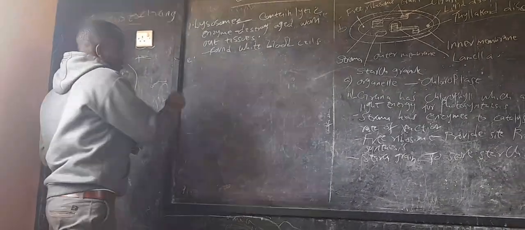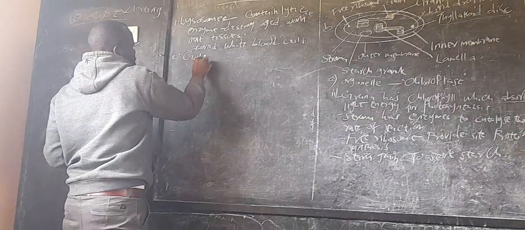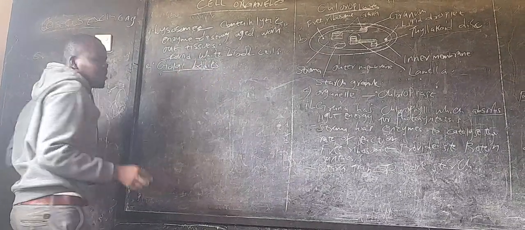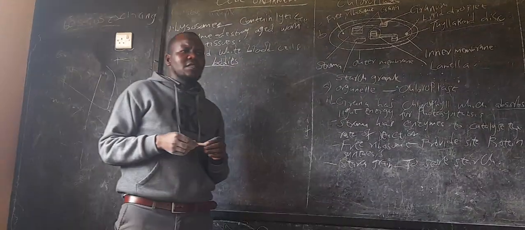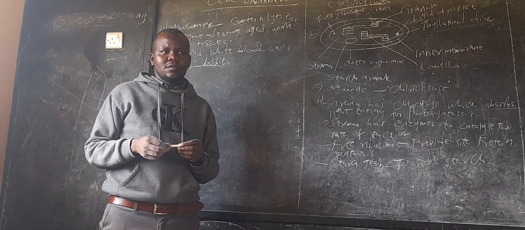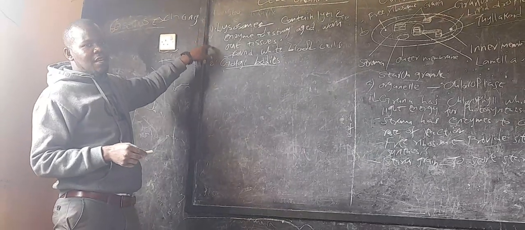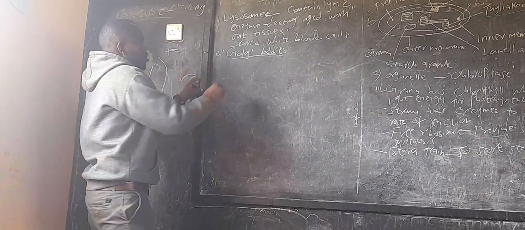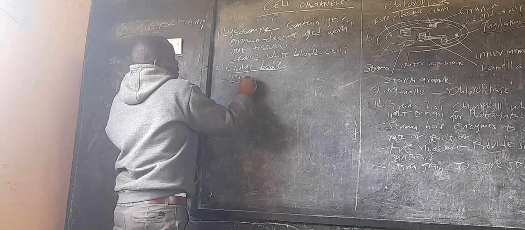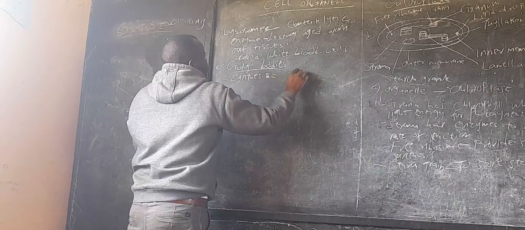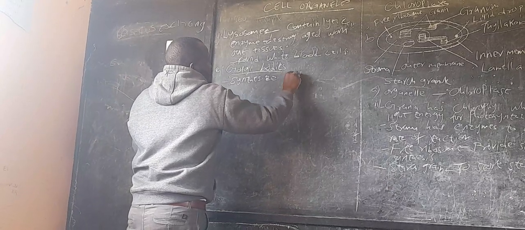We have another organelle, the Golgi bodies. Another name for the Golgi bodies is Golgi apparatus. They have three roles. Number one, it manufactures lysosomes. Lysosomes are manufactured from the Golgi bodies. So it's synthesized, not ribosomes, but lysosomes.